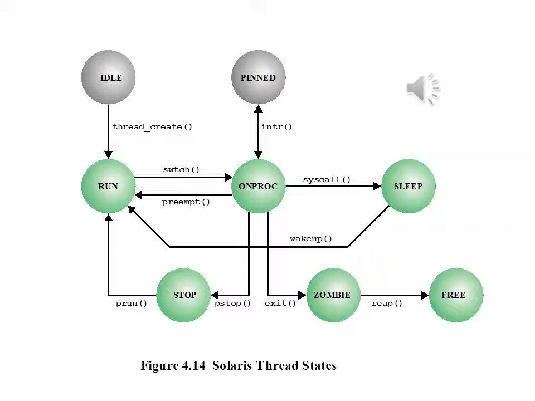A thread moves from onProc to run if it is preempted by a higher priority thread or because of time slicing. A thread moves from onProc to sleep if it is blocked and must await an event to return to the run state. Blocking occurs if the thread invokes a system call and must wait for the system service to be performed. A thread enters the stop state if its process is stopped. This might be done for debugging purposes.